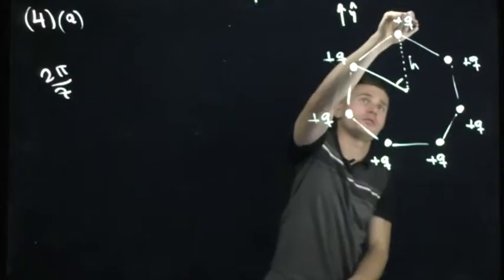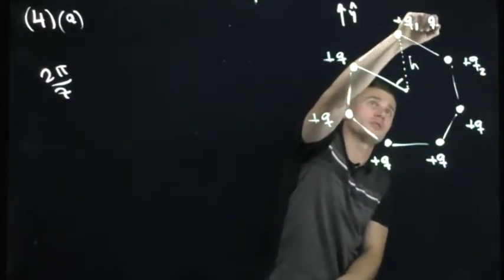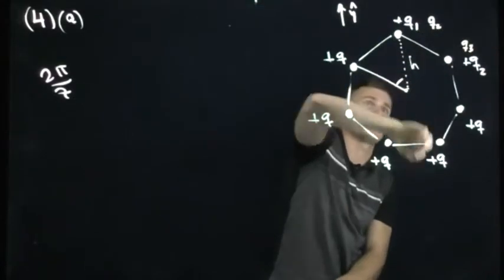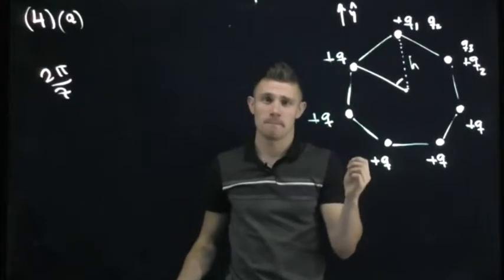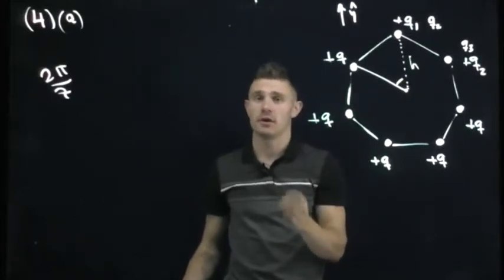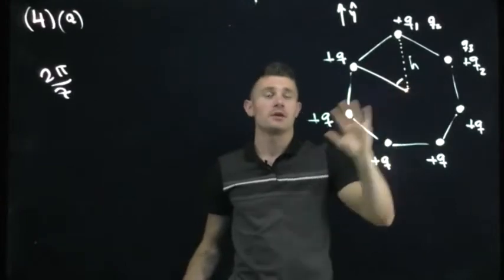So say this is Q1, this is Q2. After rotation, this will be Q2, this will be Q3, etc., if we rotate it all around. However, the charge distribution will be the exact same, which means that the electric field must also be the exact same. So that restricts the electric field at that center.